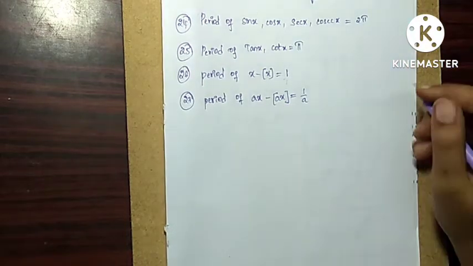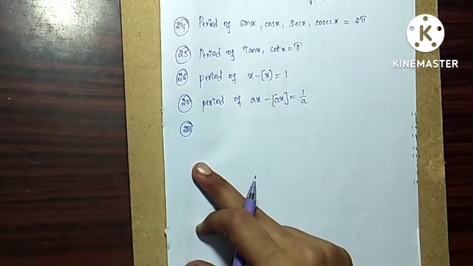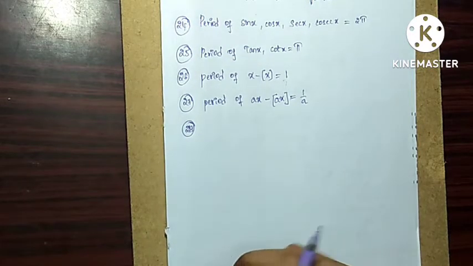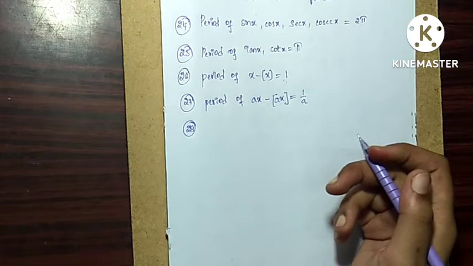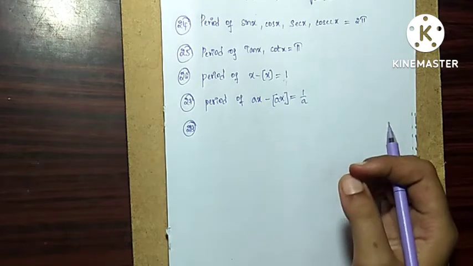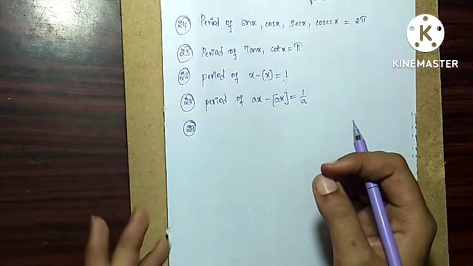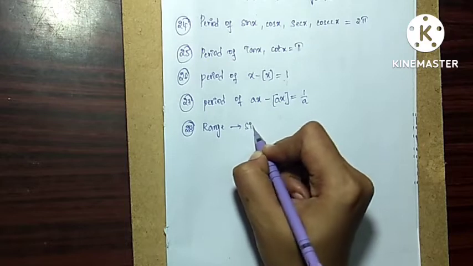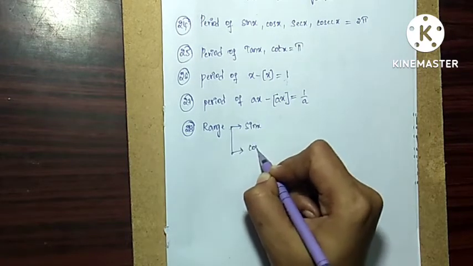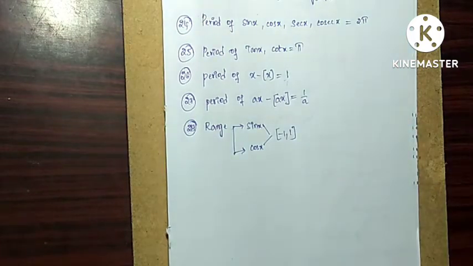Now we will jump to another formula, the 28th formula. We have completed the 27th formula. This one is about ranges; we already discussed ranges and domains of some functions in another video. The most important ranges for trigonometry: the range of sin x and cos x is the same, minus 1 comma 1.